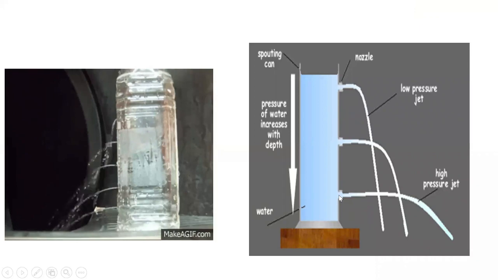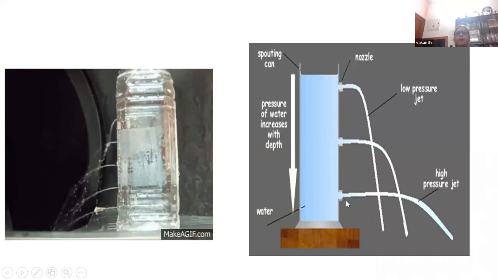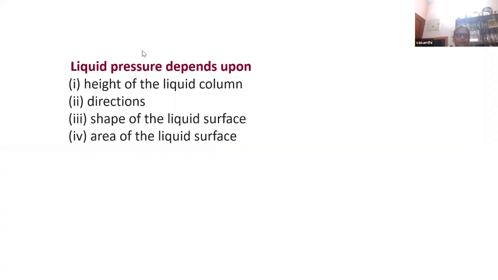This spout is at a greater depth, so the water gushes out with a greater force. It is a high pressure jet. At the uppermost point, the depth of water above the spout is less, less amount of water, so less pressure. So pressure depends on height. Okay, so are we ready to answer this question?